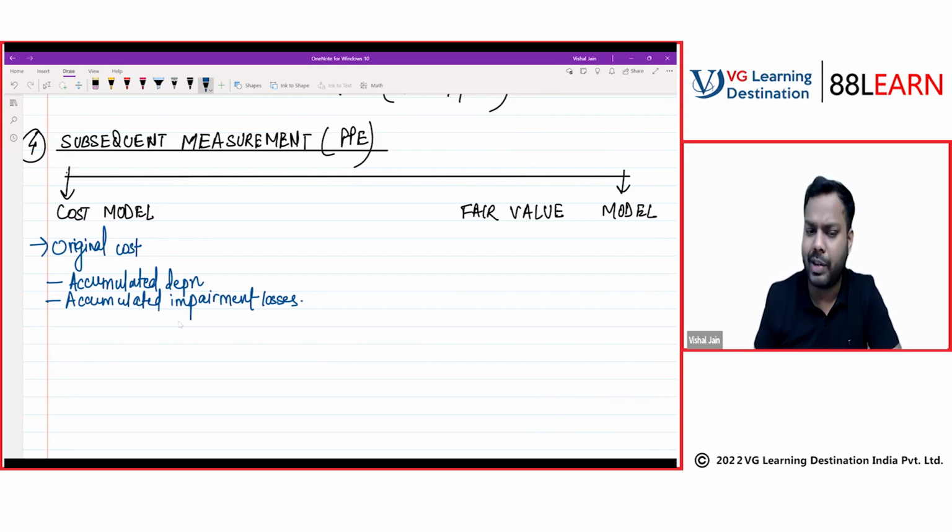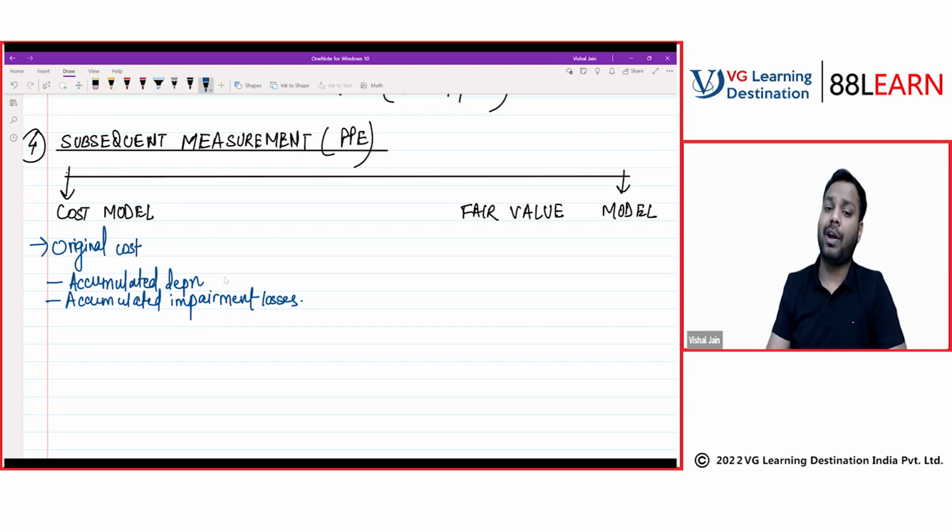Few will understand what an impairment loss is, few will not. If you are not understanding impairment loss, no worries. Ignore it for the time being. There is a chapter specifically on impairment which you have to study. So for the time being, you can ignore impairment loss. That's how we record in the cost model. It's very simple.